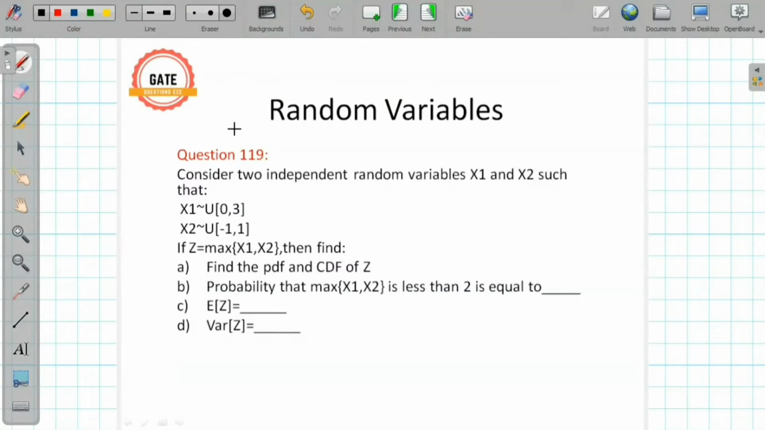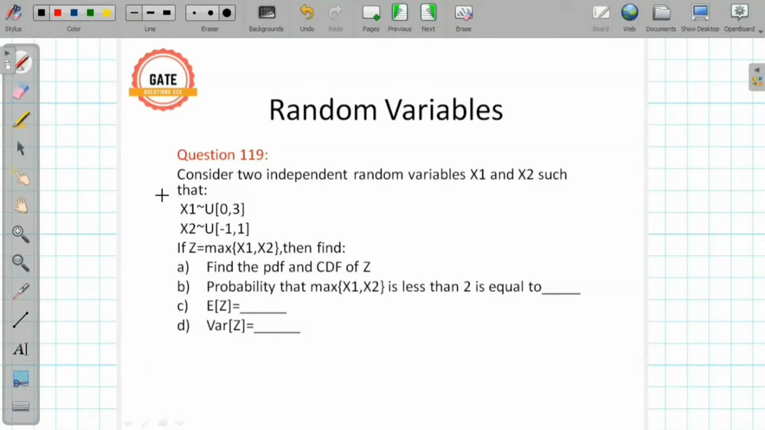So the next question in this series of random variables has question code 119. Consider two independent random variables x1 and x2 such that x1 is uniformly distributed over the interval 0 to 3 and x2 is uniformly distributed over the interval -1 to 1. If z is equal to the maximum among x1 and x2, then find the PDF and CDF of z, the probability that the maximum among x1 and x2 is less than 2, and the expectation of z and variance of z.